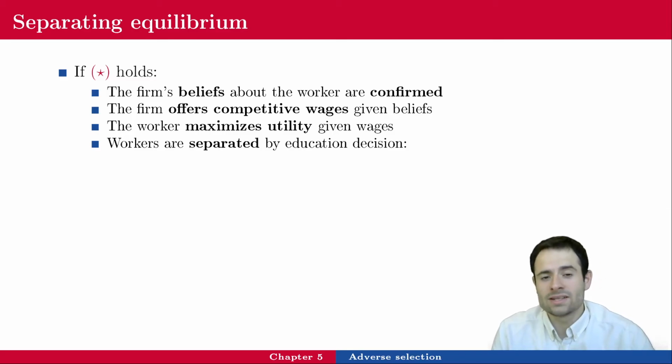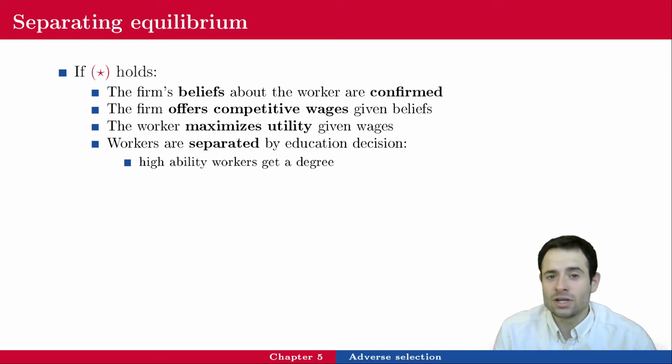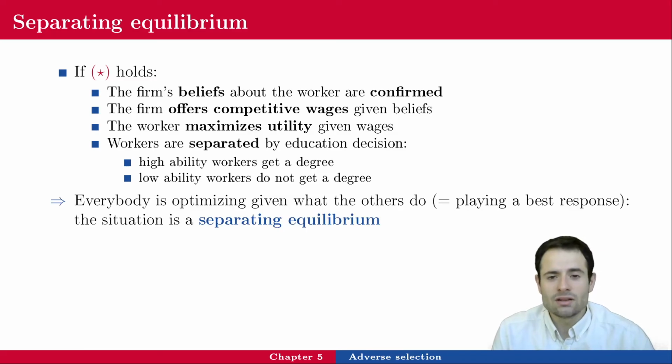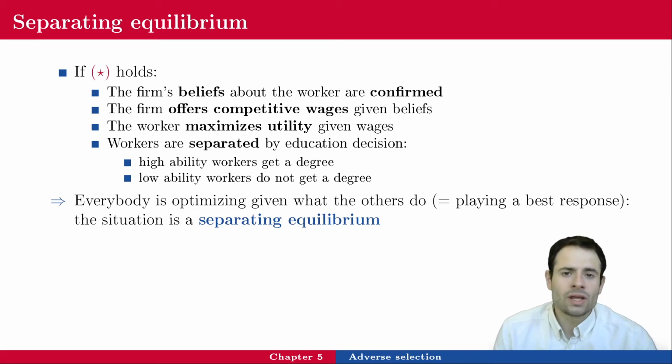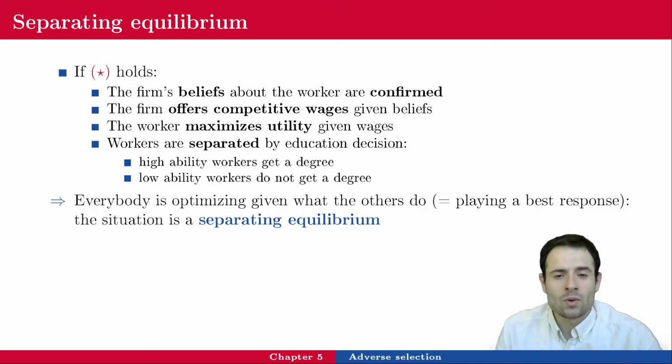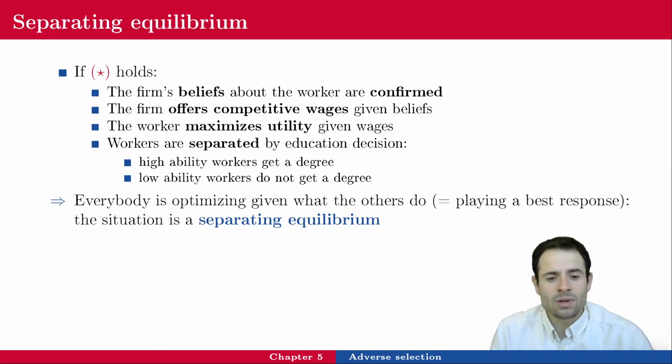And workers will be separated by education decision. High ability workers get a degree, and low ability workers do not get a degree. So here, getting a degree is going to be used as a signal to prove your ability. Everybody is optimizing given what the others do. The firm doesn't really have a choice because the firm is on a competitive labor market, so it can only charge competitive wages. And the worker, given the wages being proposed, the workers are going to decide whether to get an education or not, depending on their ability level. We call this situation a separating equilibrium or separating Nash equilibrium. We say it's separating because here, education is going to separate high ability from low ability workers.